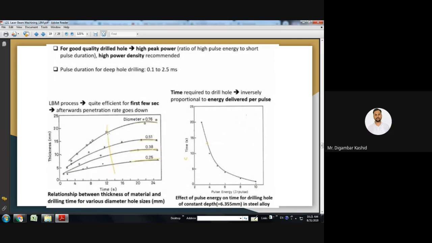And for a good quality drilled hole, high peak power is required. Peak power means the ratio of high pulse energy to short pulse duration. High power density is recommended for a good quality drilled hole. And for deep hole drilling, the pulse duration normally recommended is 0.1 to 2.5 microseconds.